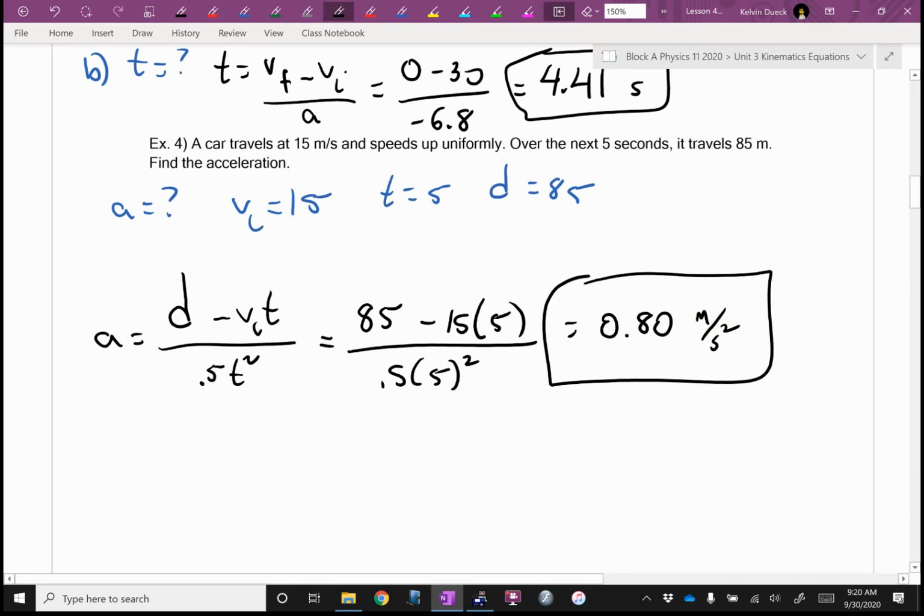Is that a big acceleration? Those of you that were here yesterday might recall that 1g was negative 9.8, negative 10. If we remove the negative, this is almost 1/10 of a g, not big.